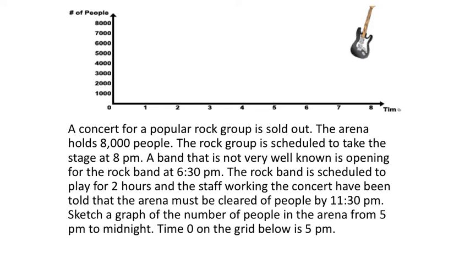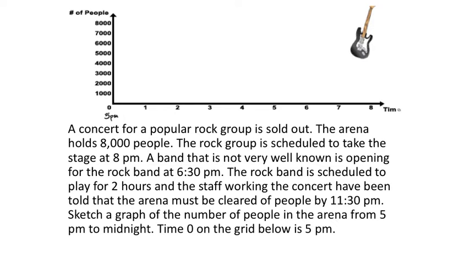Okay. Now just this last thing that we read right there, time 0 on the grid below is 5 p.m. Now I assume that if you ever saw 0 for time, you'd be thinking hours, not necessarily 5 p.m. So you can see right there already that this graph is kind of manipulative, okay? So I'm going to go in and label this 0, that would be 5 p.m.